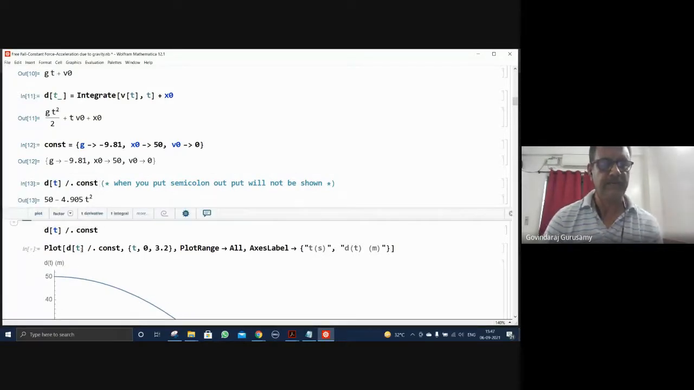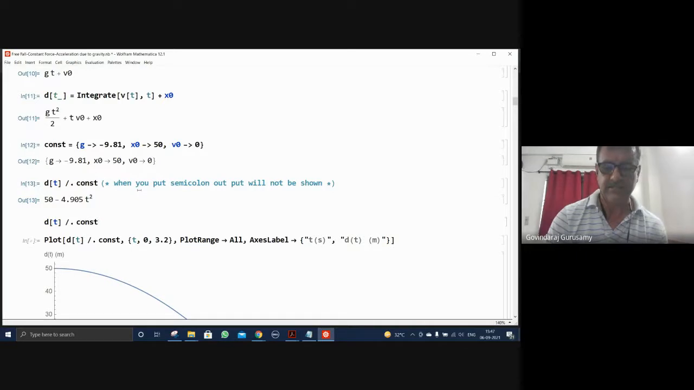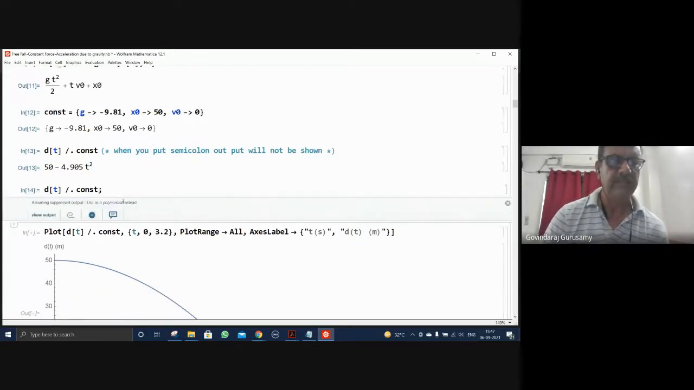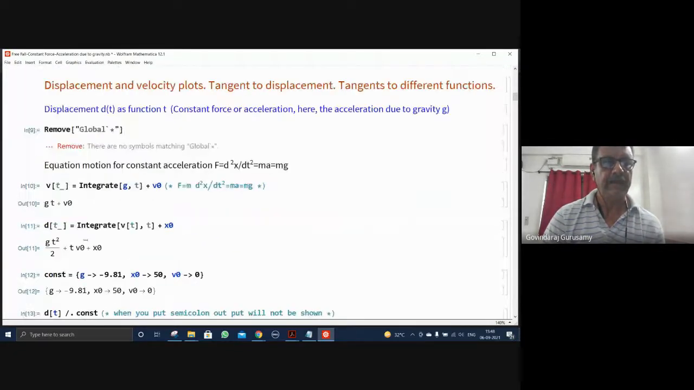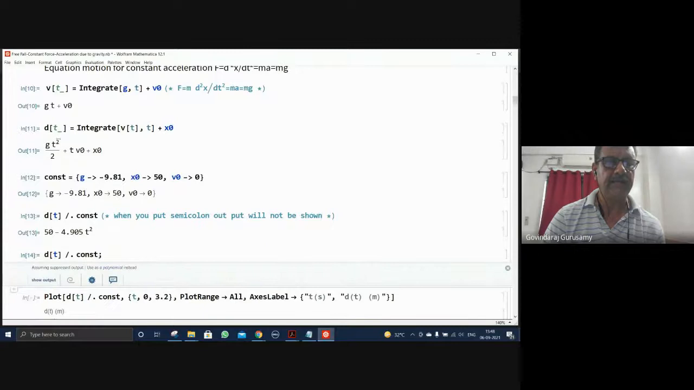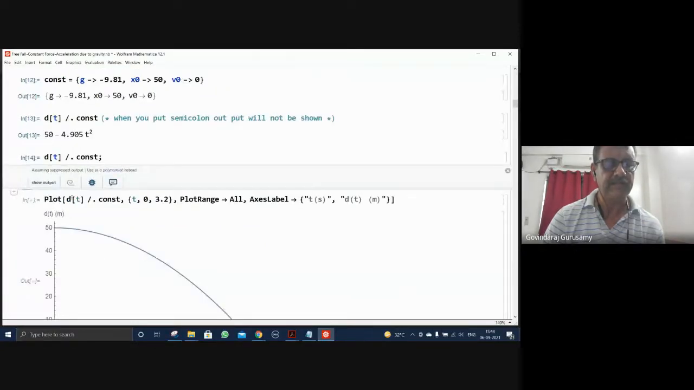You are getting it now? If I put a semicolon, that output will not be shown. That's the only thing that's going to happen. Now, to plot this, I wanted to plot d of t. D is a function of t. This is not a delayed equal, but we have just equated it now, and it is available whenever it's called. So now d of t with the constants, this is the equation. It starts from 50 meters when t equals 0 and starts coming down.